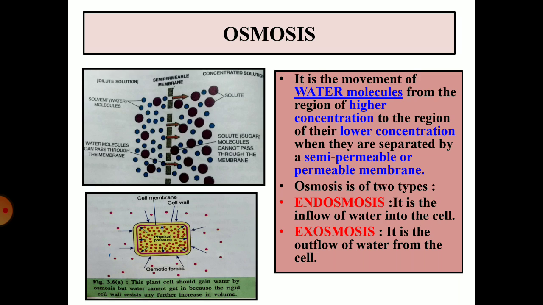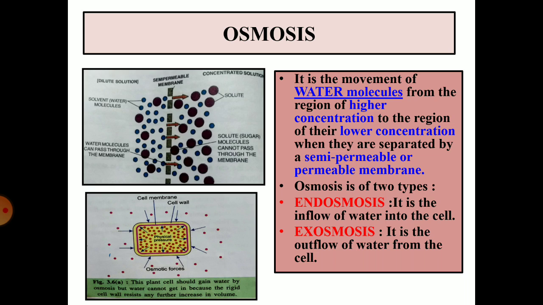What is osmosis? It is the movement of water molecules from a region of higher concentration to a region of their lower concentration when they are separated by a semi-permeable membrane. You can see that line, the black line, is the semi-permeable membrane. It allows only water molecules, or solvent molecules, here it is water, to pass through it, not the solute molecules. Osmosis is of two types.